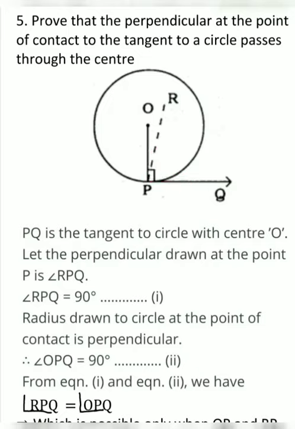This is our equation 1. Now, the radius drawn to the circle at the point of contact is perpendicular. This is our 90 degrees. Angle OPQ is equal to 90 degrees. This is our equation 2. Now from equation 1 and 2 clearly we can say, if RHS are equal then LHS are equal. We can write angle RPQ is equal to angle OPQ.